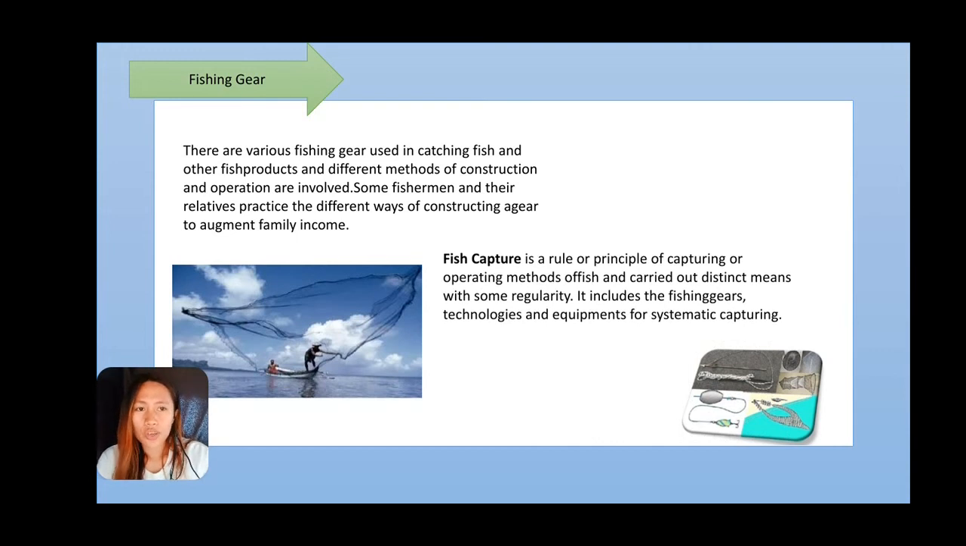So, fish capture is a rule or principle of capturing or operating methods of fish and carried out by distinct means with some regularity. So, fishing gear belongs to fish capture, wherein this is the catching of fish. These are the methods in catching fish. Hence, or therefore, it belongs to fish capture. Later, we will see what these two kinds of fishing gear are, or how to catch the fish.